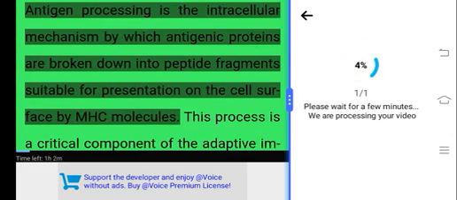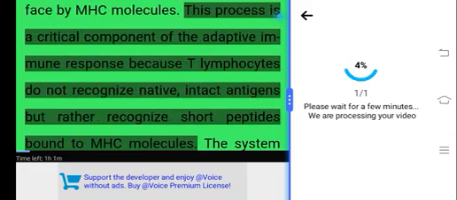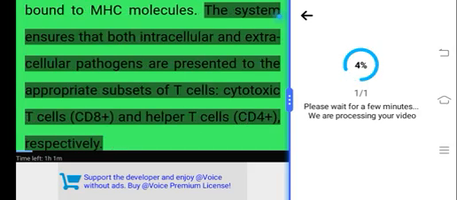Antigen processing is the intracellular mechanism by which antigenic proteins are broken down into peptide fragments suitable for presentation on the cell surface by MHC molecules. This process is a critical component of the adaptive immune response because T lymphocytes do not recognize native, intact antigens but rather recognize short peptides bound to MHC molecules. The system ensures that both intracellular and extracellular pathogens are presented to the appropriate subsets of T cells, cytotoxic T cells CD8+, and helper T cells CD4+, respectively.